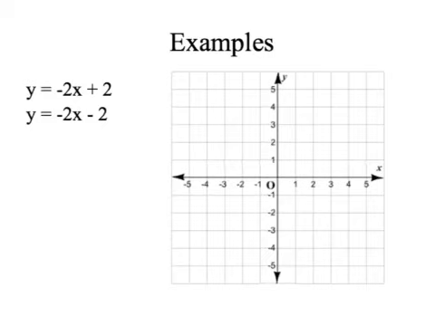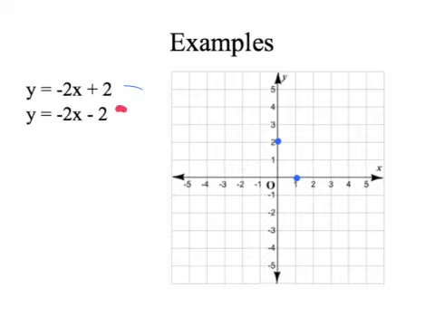For the second problem, I'm going to graph my first line in blue. So I'll start with my y-intercept, which is 2, and then my slope is -2 or -2/1. That means I go down 2 and right 1 for my second point.